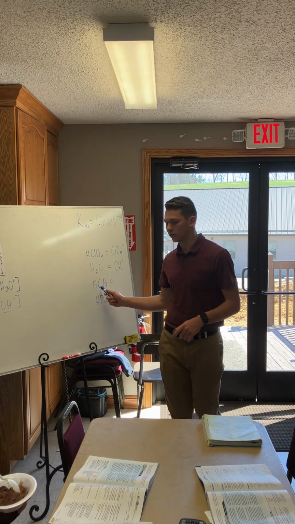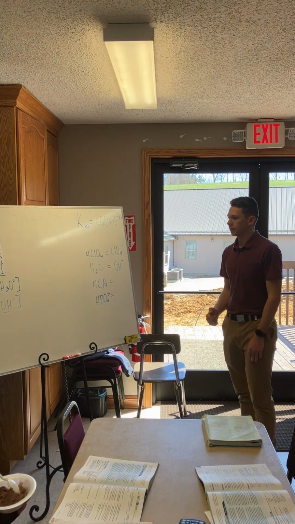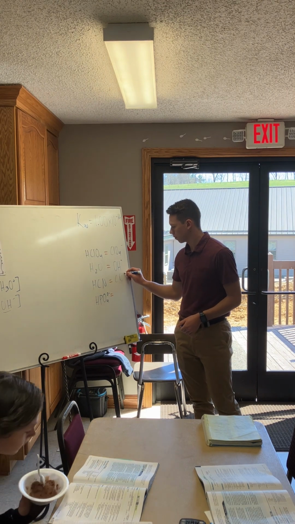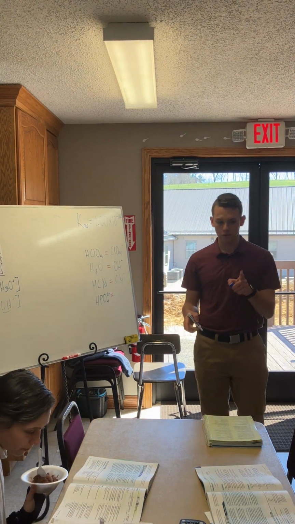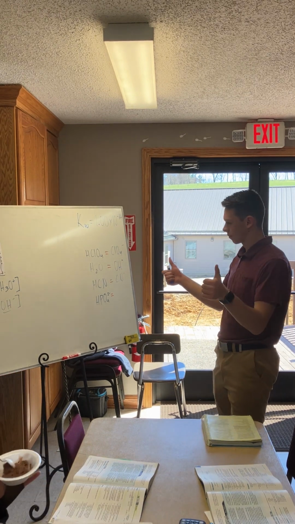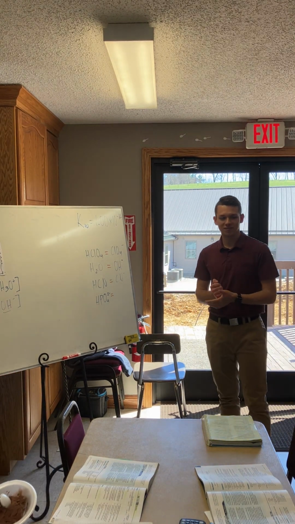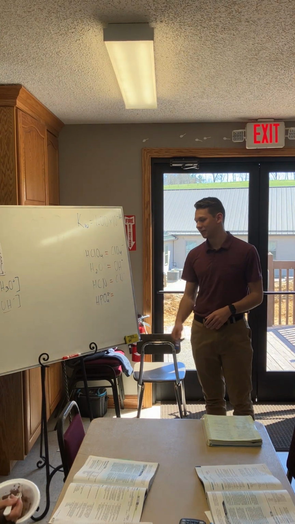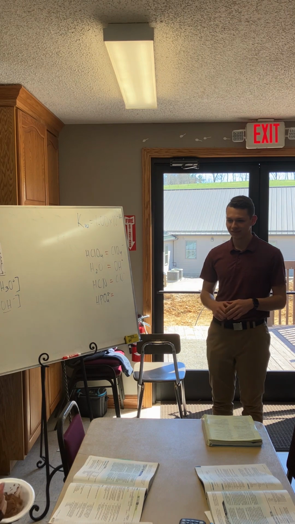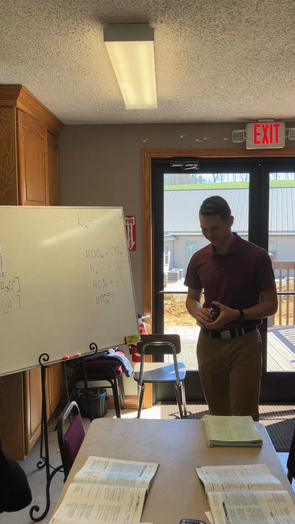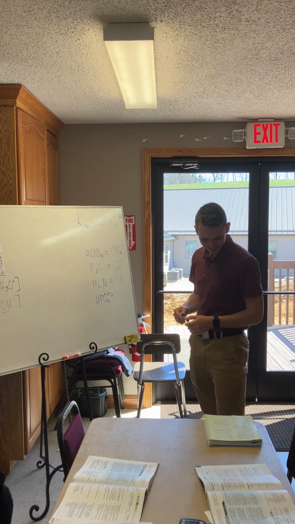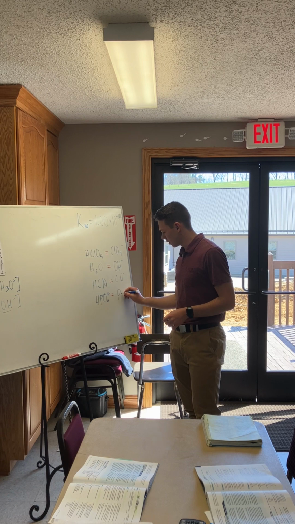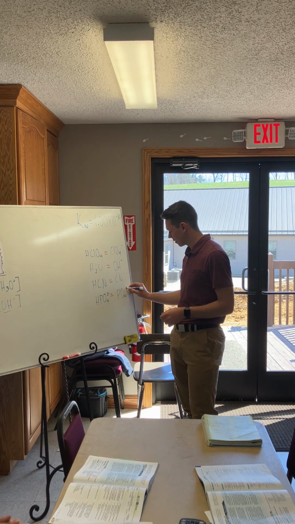And then Izzy, what do you have for this one? CN negative. Perfect. And then Greg, what do you have for the last one? PO4 and then 3 negative. I wasn't sure about the charge.